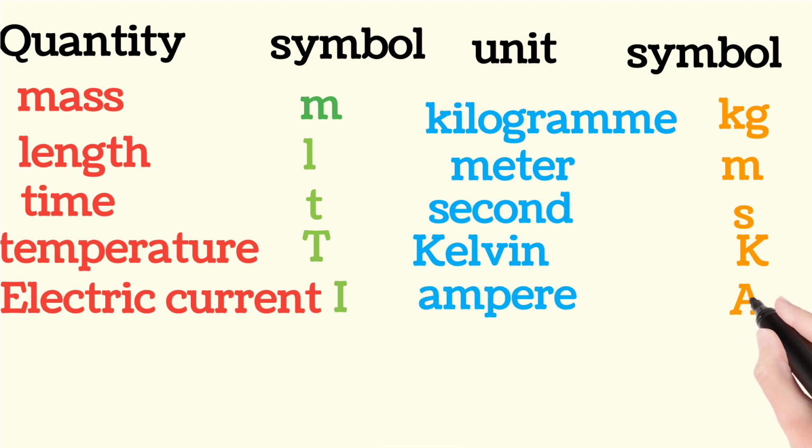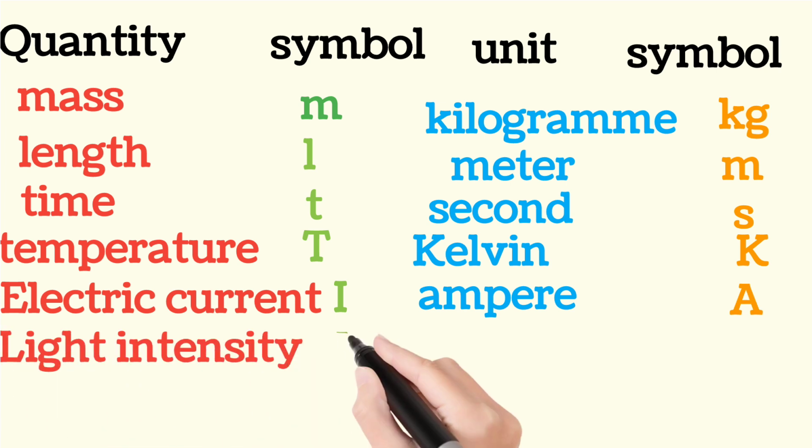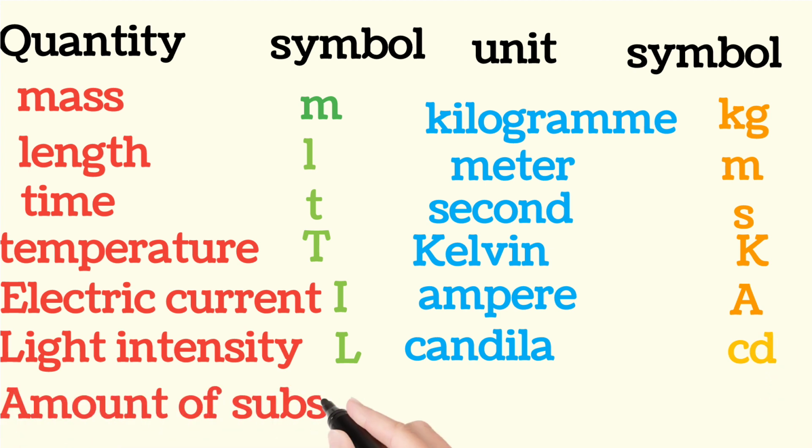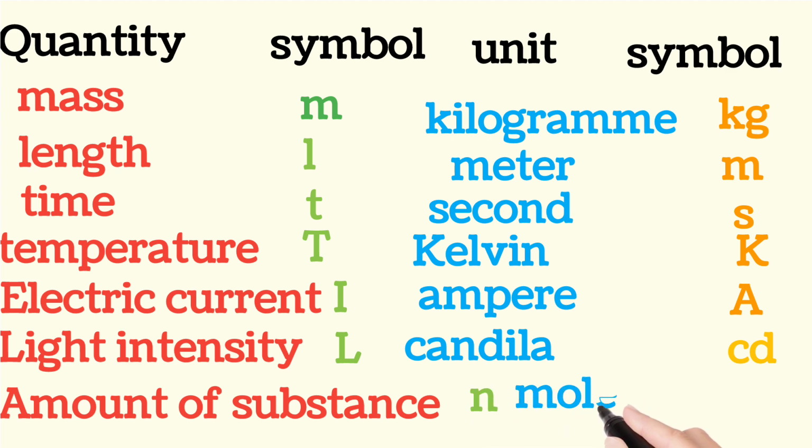Next is light intensity. Its symbol is L. Its unit is candela, represented by cd. Next is amount of substance. Its symbol is n. Its unit is mole, represented by mol.